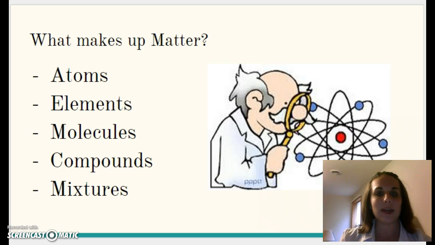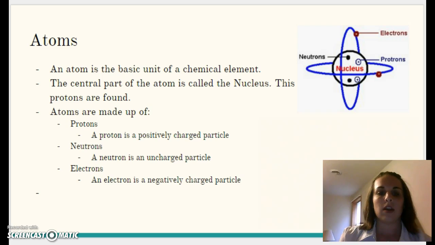So what makes up matter? We have atoms, elements, molecules, compounds, and mixtures. When we take a look at an atom, the atom is the basic smallest unit of a chemical element. And up here in the corner we have a model of an atom. In the center of the atom we have the nucleus. The nucleus is just the center region where we find two important particles. We have protons and neutrons.